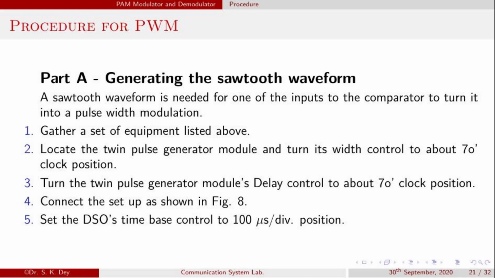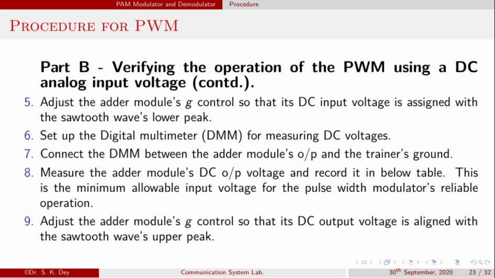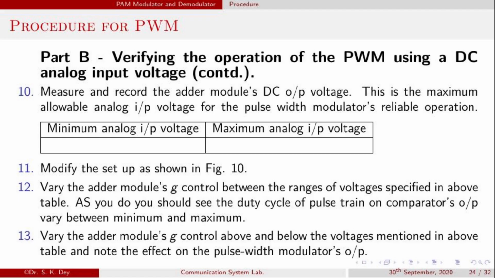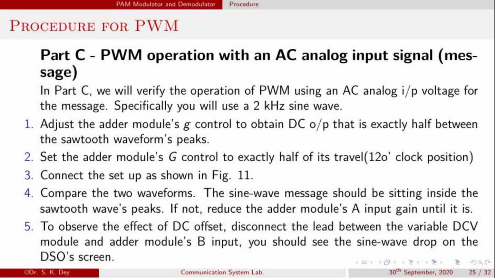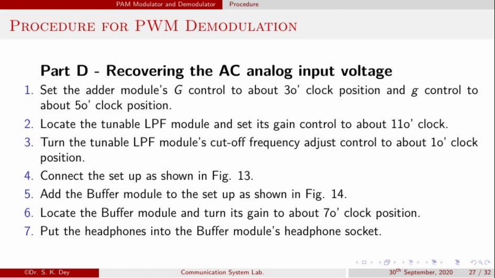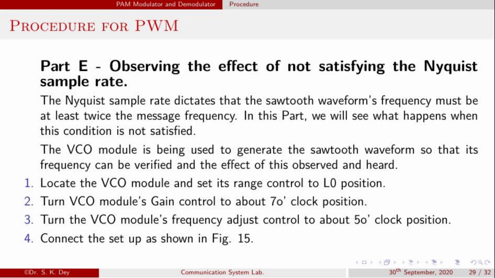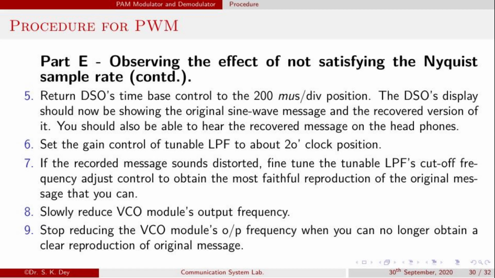These are some steps to generate the sawtooth waveform. These are some steps for verifying the operation of the PWM using a DC analog input voltage. These are some steps for PWM operation with an AC analog input signal. These are some steps for recovering the AC analog input voltage from the modulated PWM signal. These are some steps for observing the effect of not satisfying the Nyquist sample rate.